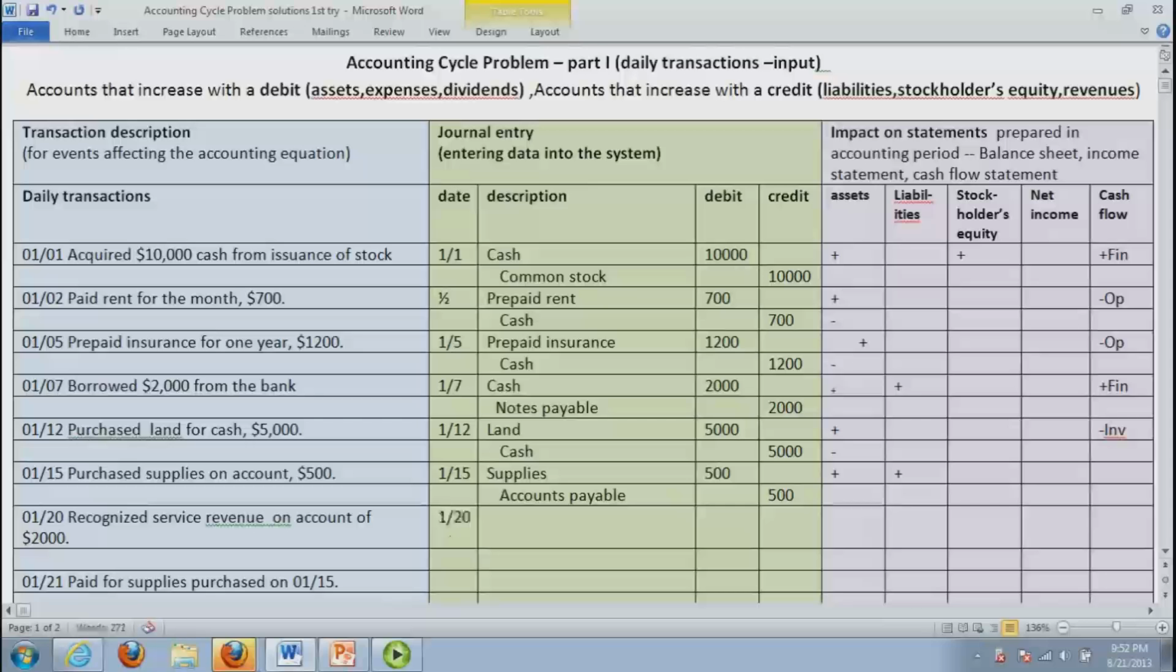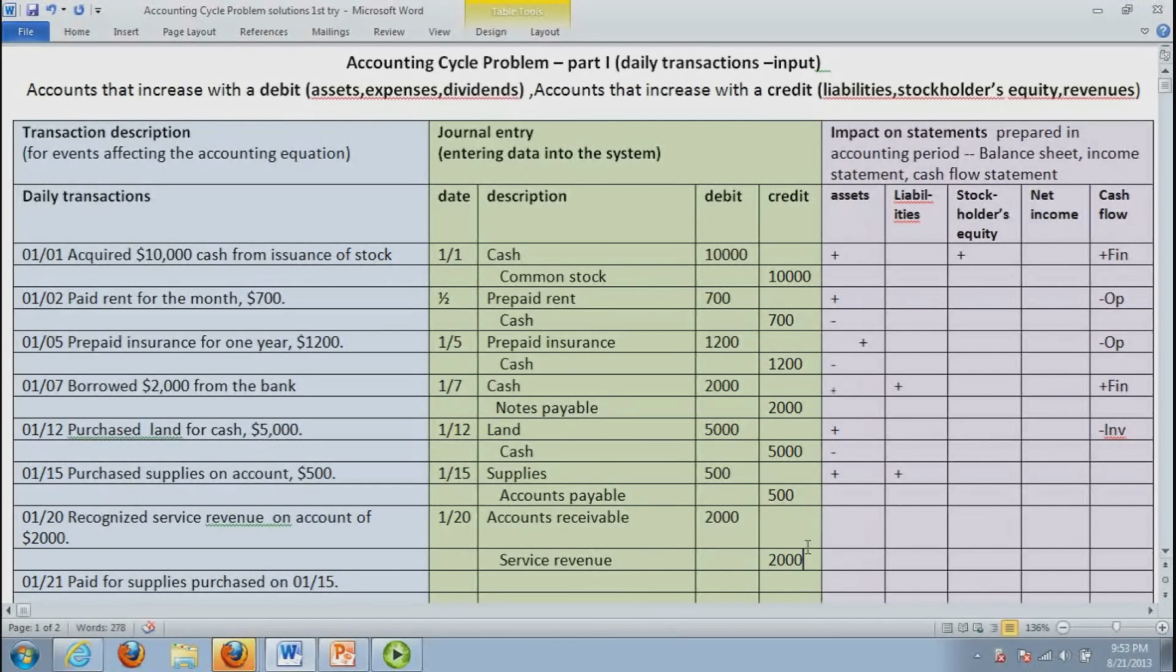Next, we go to January 20th. We recognize service revenue on account. So there's the terms on account again, no cash. So this time, if we perform a service, we have customers promise to give us money. So we're going to use accounts receivable, which is an asset. So to increase that, I'm going to debit accounts receivable. And I've earned a revenue, so I'm going to pick up service revenue as a credit. That's how we recognize or increase revenue.